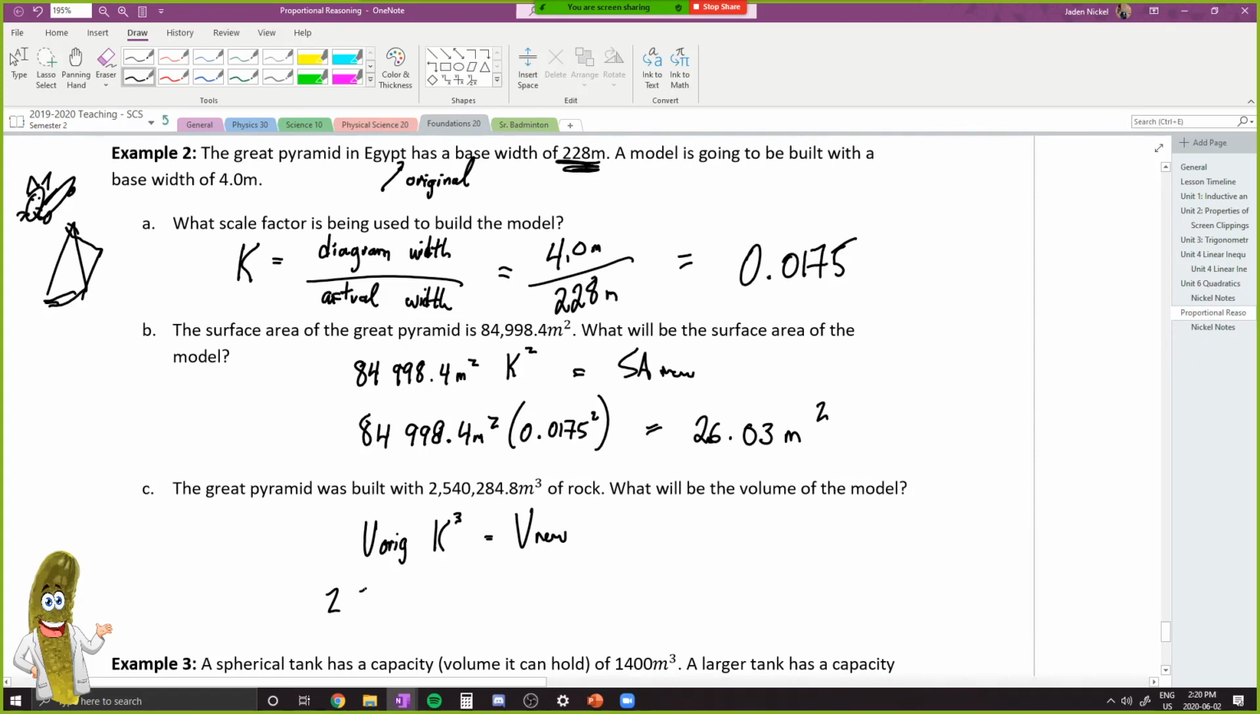The 2,540,284.8 meters cubed. We want to multiply that by 0.0175 cubed. And that'll equal the volume new. We then find out that 13.614 meters cubed is equal to the new volume.